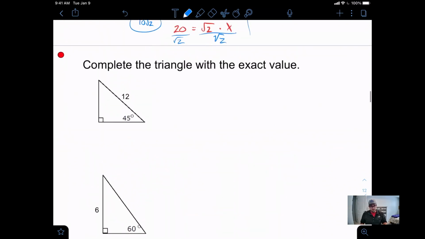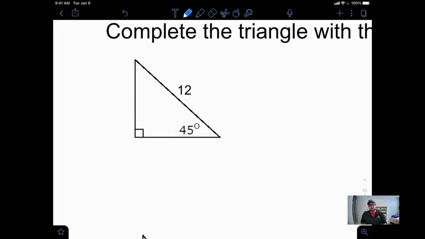Looks like we have a couple more problems here. So in this one, a 45, 45, 90 triangle. Our formula is that the hypotenuse is equal to the square root of 2 times a leg. So to solve this, we know the hypotenuse. So I'm going to have 12 is equal to the square root of 2 times a leg. We're trying to find the leg length here.